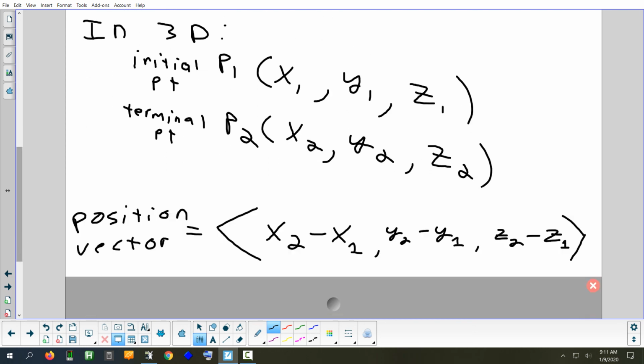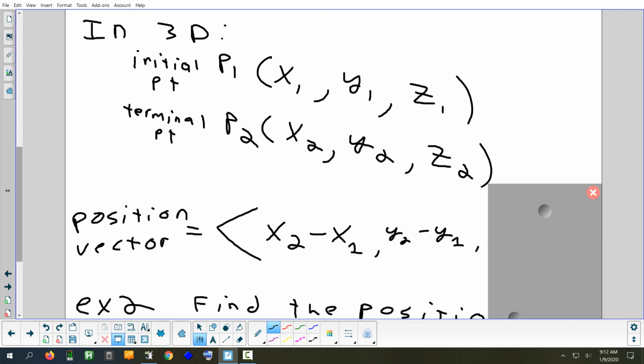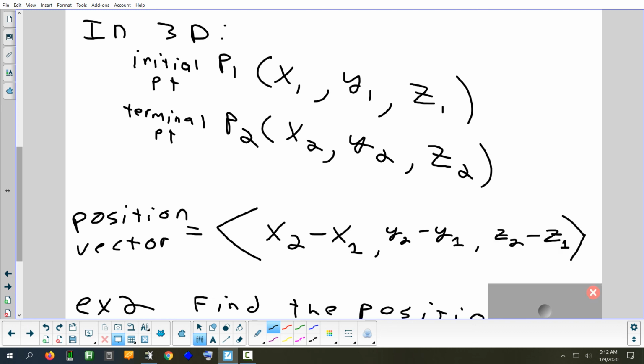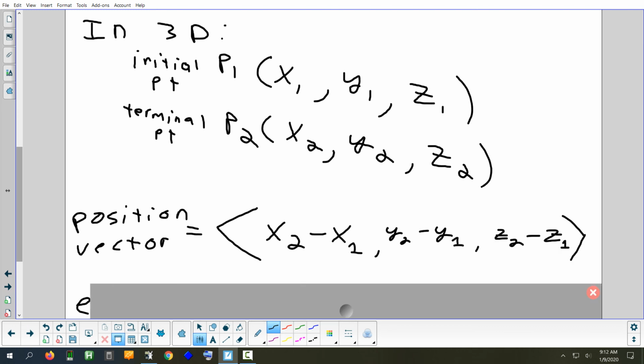So, to find the position vector in 3D, this is the part I gave you on Monday: x2 minus x1, comma, y2 minus y1. And then you stopped. Well, now we've got an extra part on the end: z2 minus z1. If I was going to put a formula for position vector on the reference sheet, I would put this one. If I give you a 2D problem, just block the z's. Don't use them. Or pretend the z's are 0. If you're doing a 2D problem, that's really what the z is. It's always 0.